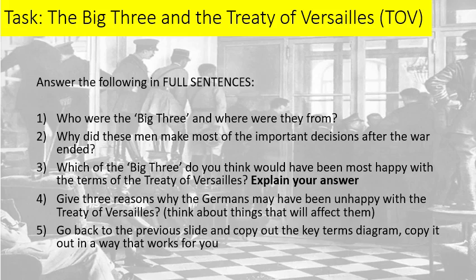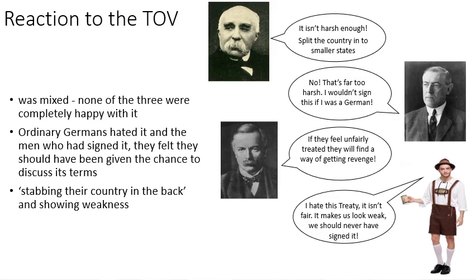And when you get to number 5, it's asking you to go and look back at that previous diagram that I just read through, and I want you to copy out the key terms there. Copy out however it works for you. Do it with those pictures, write it out how it is like that, do it as a mind map, however you want to do it. It shouldn't take you very long, but it's up to you how you want to interpret it and get the information down.